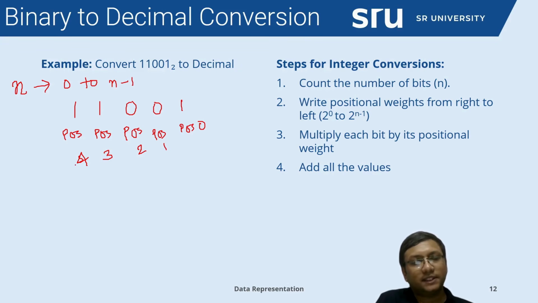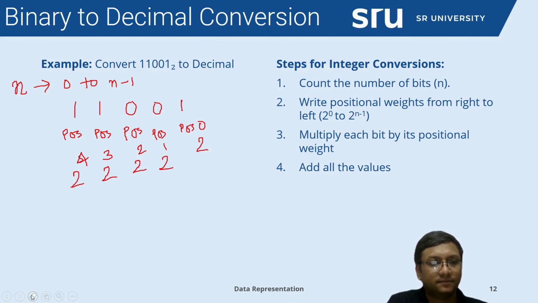So the weight for this fourth position will be 2 to the power 4. The weight for the next position is 2 to the power 3. Next is 2 to the power 2. Next is 2 to the power 1, and the rightmost one is 2 to the power 0, right?